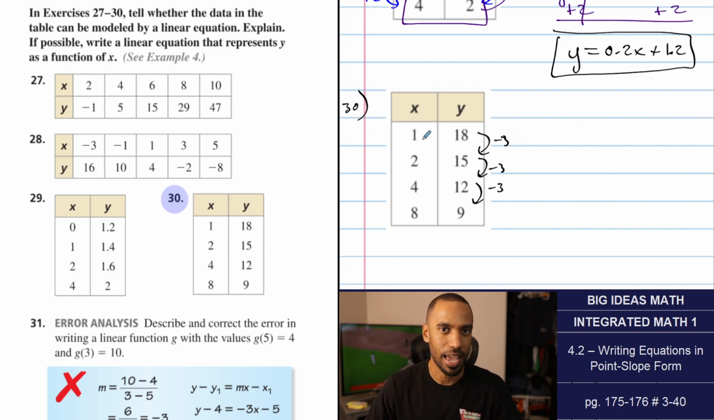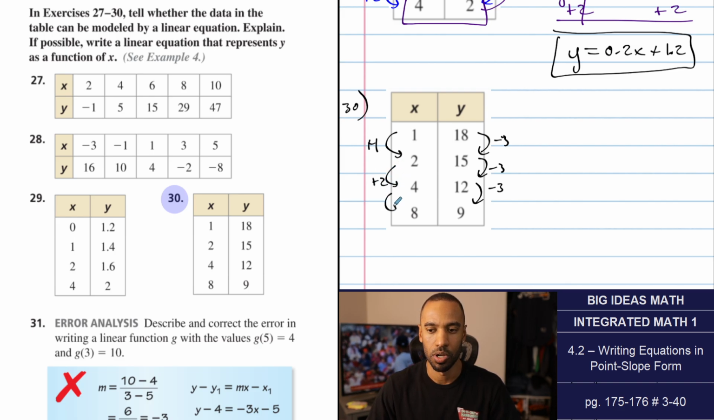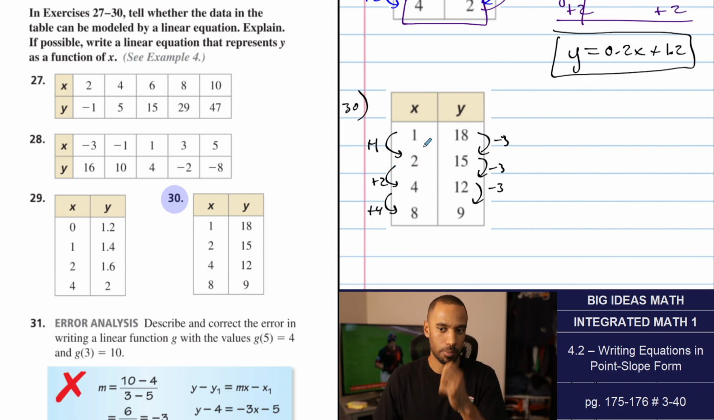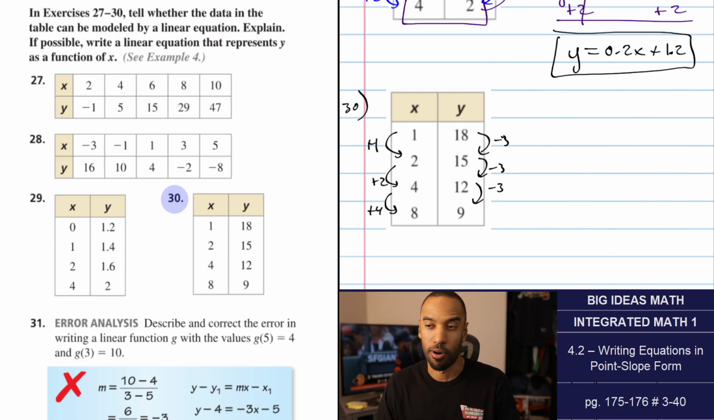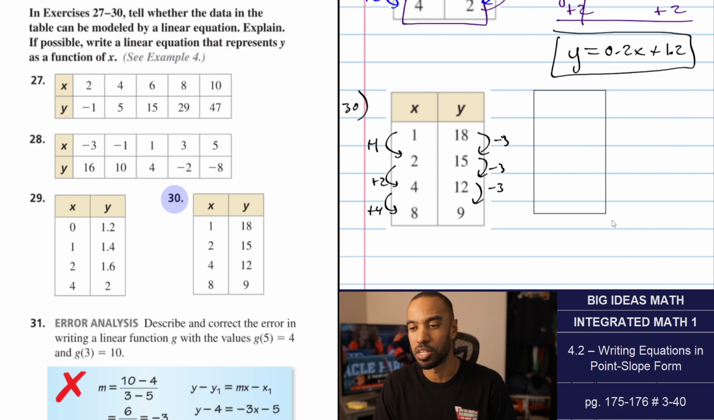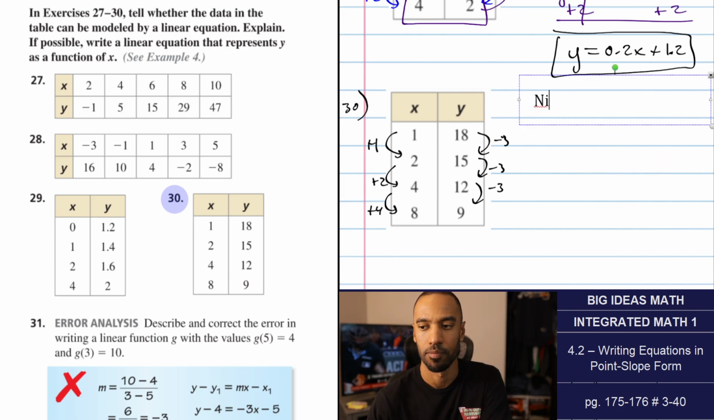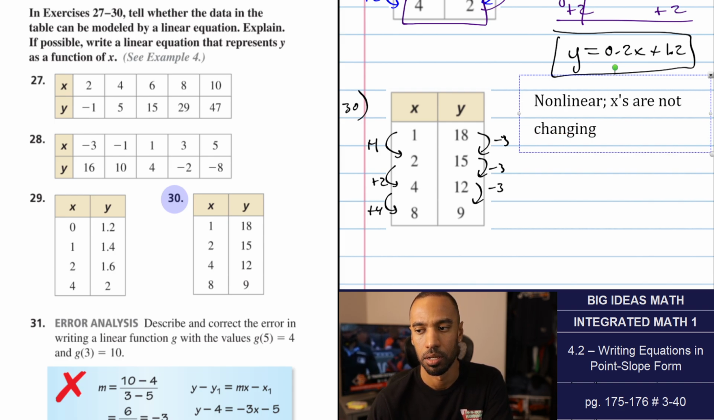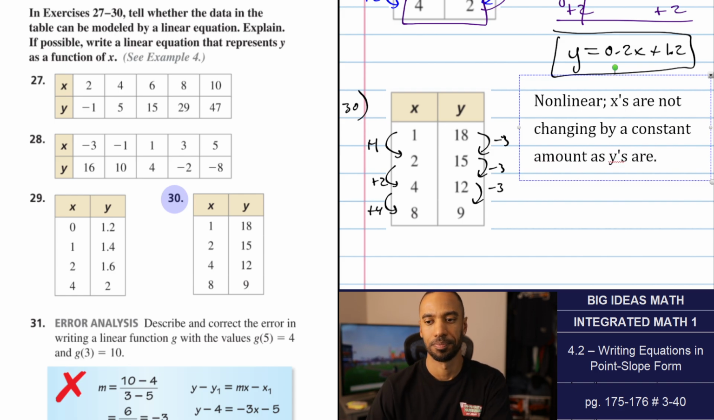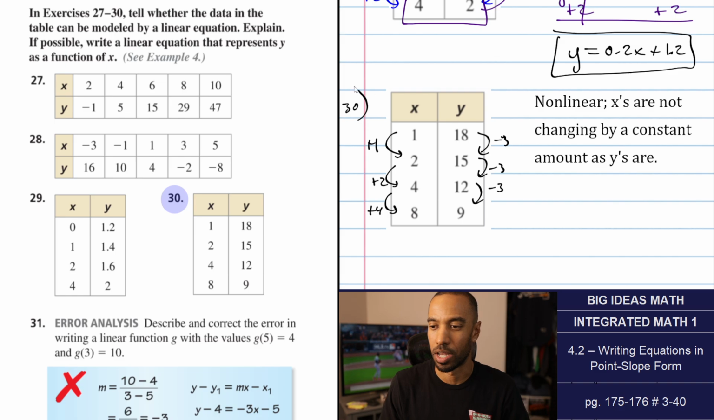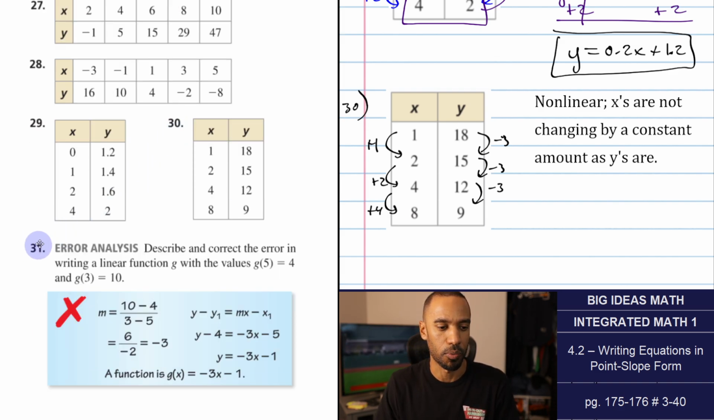But guess what? The x's are not changing by a constant amount. That's plus 1, plus 2, plus 4. Now, we could make the argument that the x's aren't constantly changing as y's are. Technically, the y's then therefore aren't constantly changing as x's would have been. But nonlinear. X's are not changing by a constant amount as y's are. What does that mean? We're done. We don't have to write anything else on that. Got a lot of practice on those. Let's jump to error analysis on number 31.